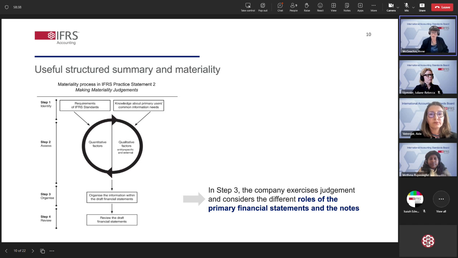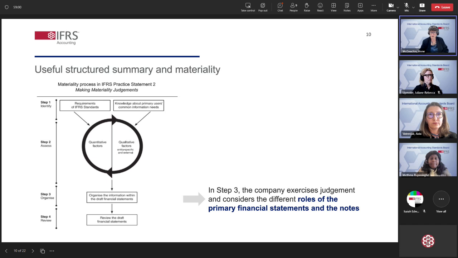An entity cannot include all material information in the primary financial statements. There just isn't room to do that. So we need a threshold different from materiality to decide what material information to include in the primary financial statements. And this is where the concept of a useful structured summary comes in.